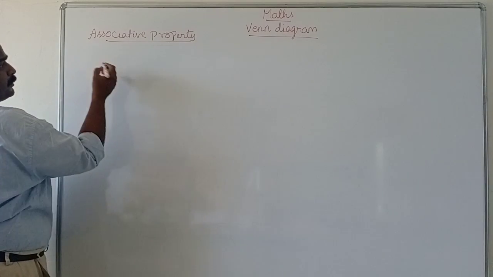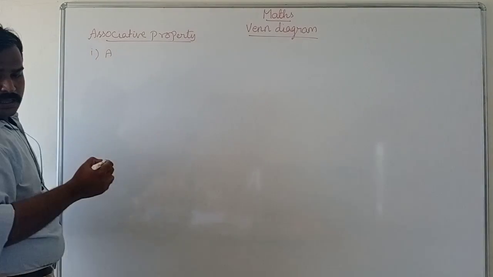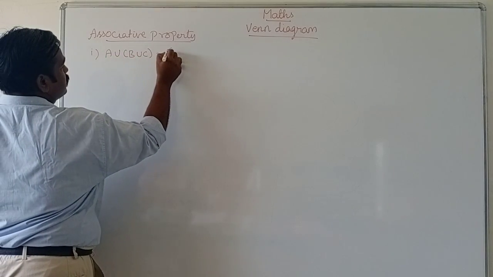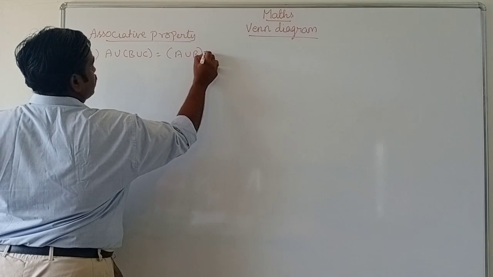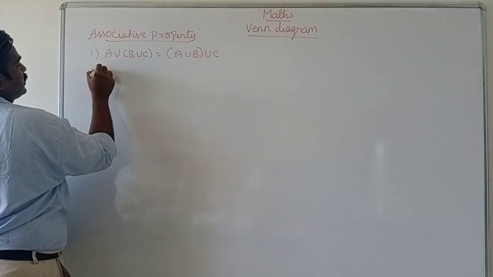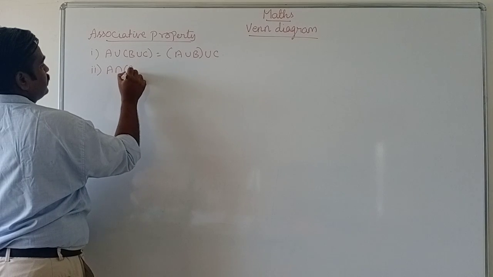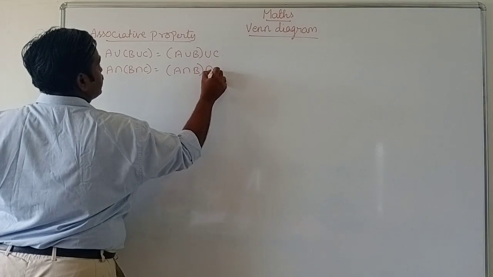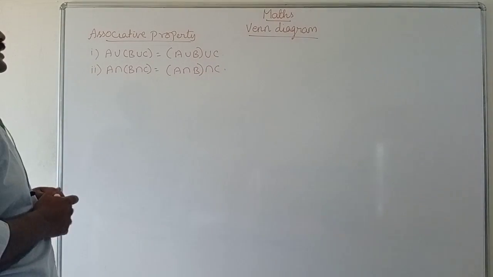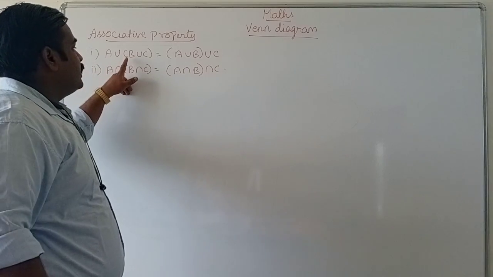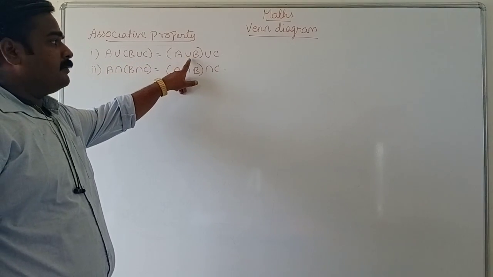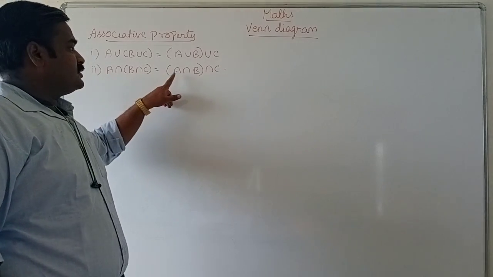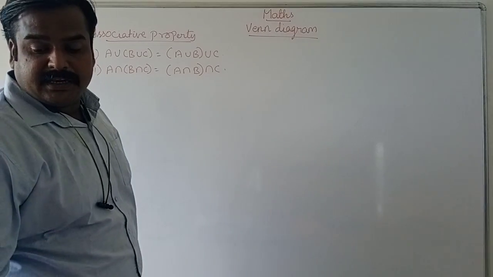So what is associative property? The first property is A union (B union C) is equal to (A union B) union C, and the second property is A intersection (B intersection C) is equal to (A intersection B) intersection C. So these are the two properties here.